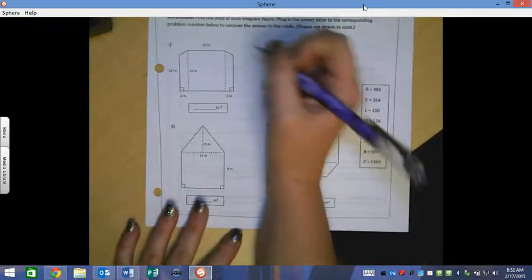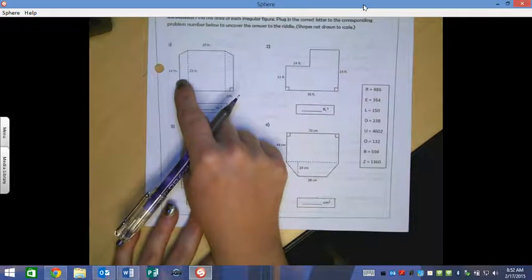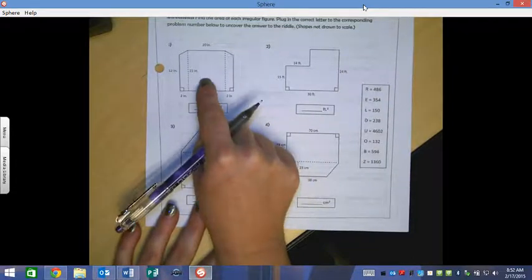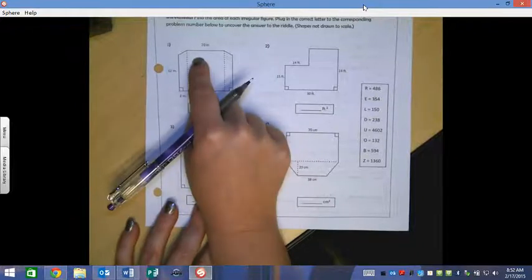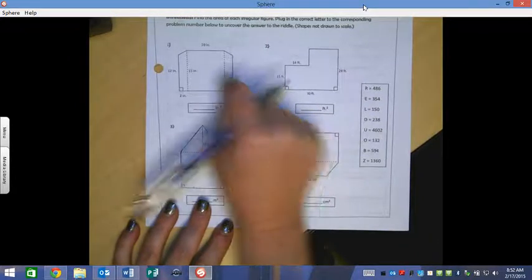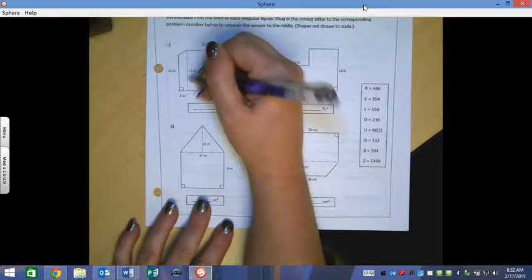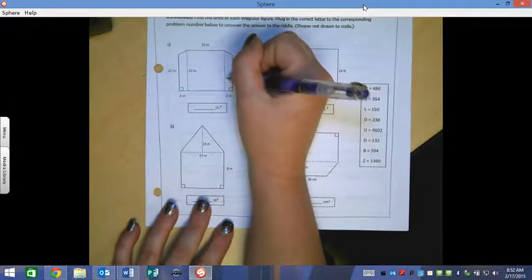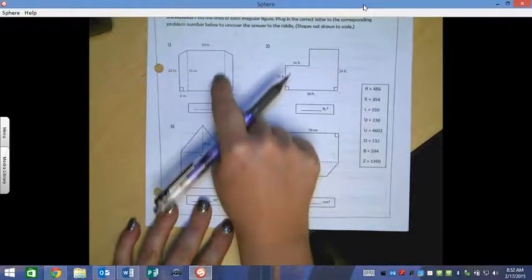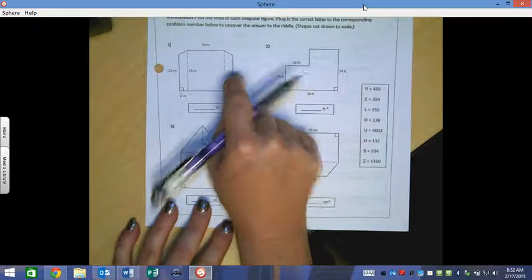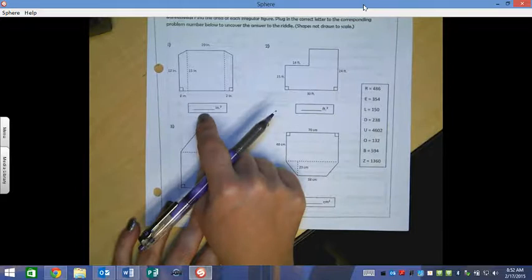So the best thing to do is to find the area of each piece and then add it all together. I'm going to leave this one for you because it's a little trickier, because you've got a trapezoid here and a trapezoid here, but they're the exact same thing. So once you figure out one, you should be able to figure out the other, and then you've got a rectangle here in the middle. So then once you answer them, add them all together and put your answer in the blank.